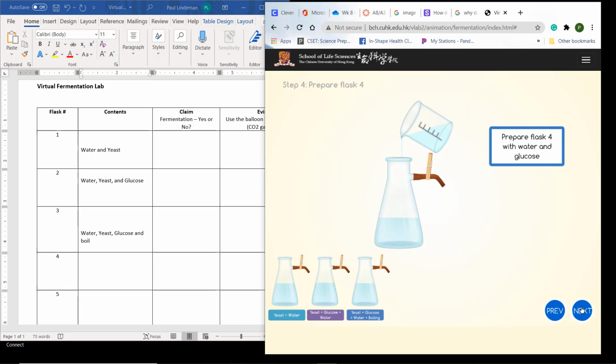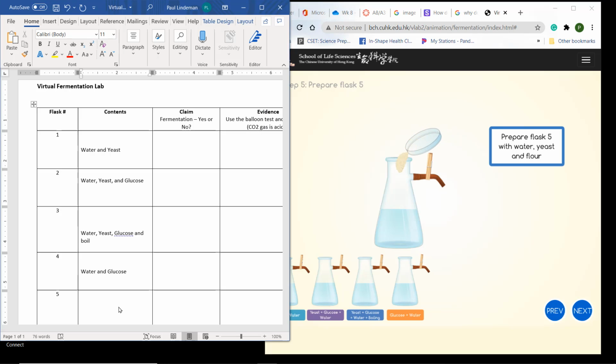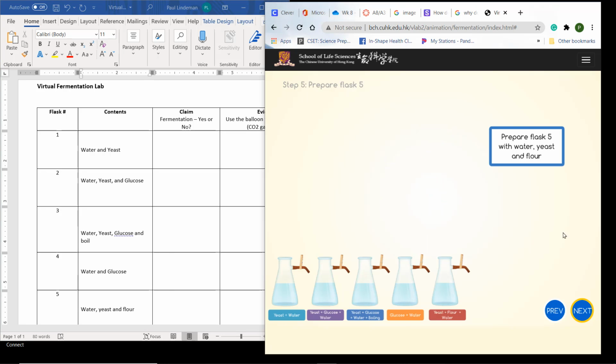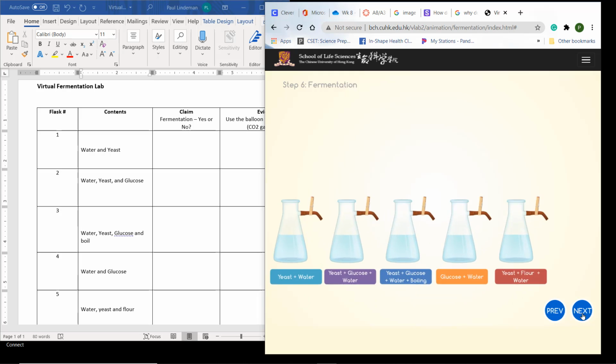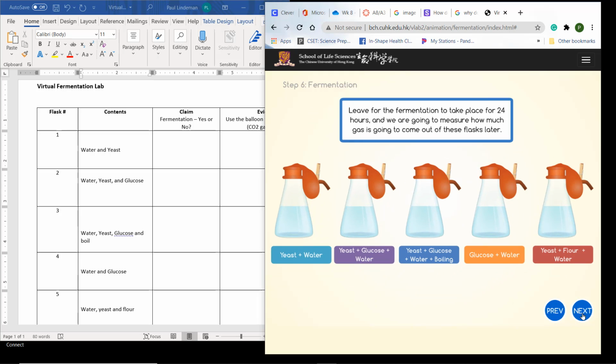In flask 4, we have water and glucose. In flask 5, we have water, yeast, and flour. Okay, so those are our ingredients. The next thing we're going to do is put a balloon on these, and we're going to leave them for fermentation to take place for 24 hours. We are going to measure how much gas is going to come out of these flasks. So we're going to leave them for 24 hours and see what happens.